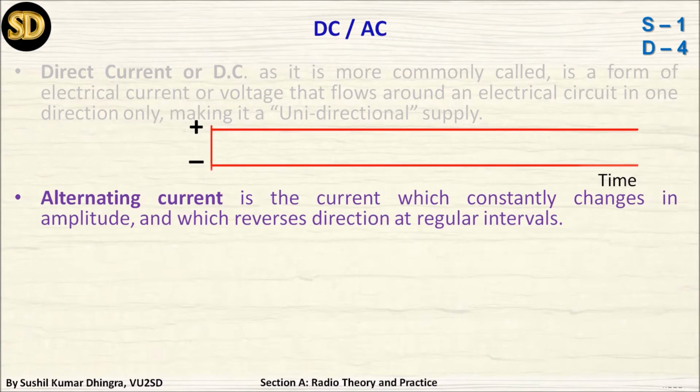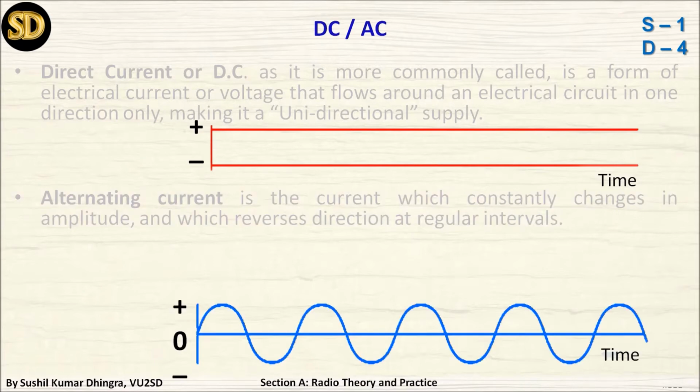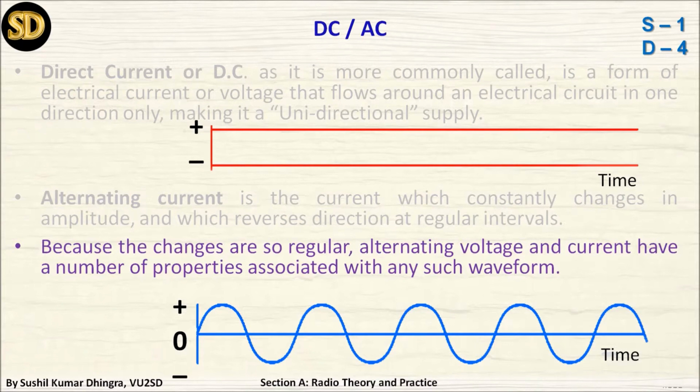Alternating current, on the other hand, is the current which constantly changes its amplitude and reverses direction at regular intervals. See the diagram. Because the changes are so regular, alternating voltage and current have a number of properties associated with any such waveform. This you have to understand today.